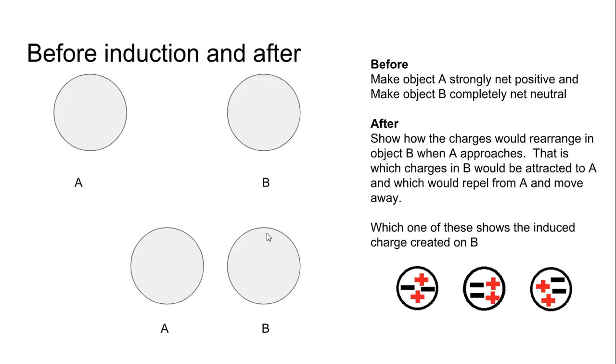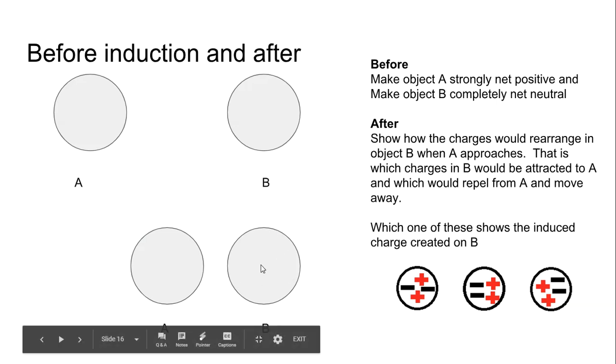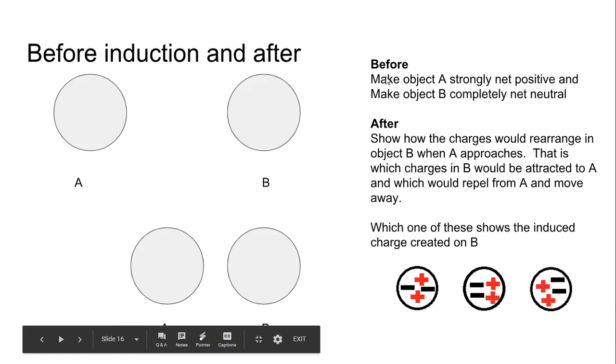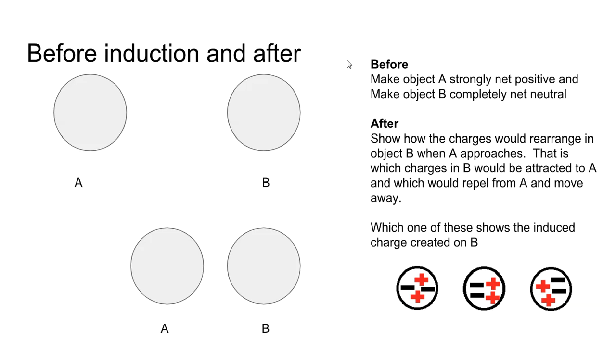If object A approaches B, which charges in B would be attracted forward to meet the ones in A, and which ones in B would move away from the ones in A? So to make A strongly net positive, your best bet is to make them all positive for this case. So once you're done, what is the correct answer for B? Is B going to look like this one, or that one? Make sure you know how to do this.